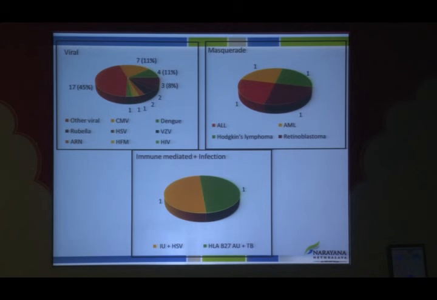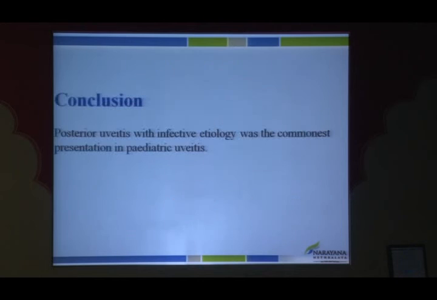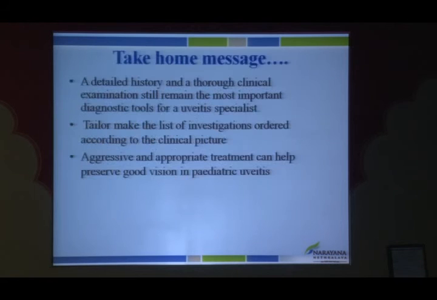We had ALL, AML, Hodgkin's, and retinoblastoma, one case each. We also had superadded immune-mediated disease with infections: a case of HLA B27 and TB in one, and intermediate uveitis with herpes simplex virus in another case. In the complications, complicated cataract was the commonest, followed by macular scar. Posterior uveitis with infective etiology was the commonest presentation in our cases.